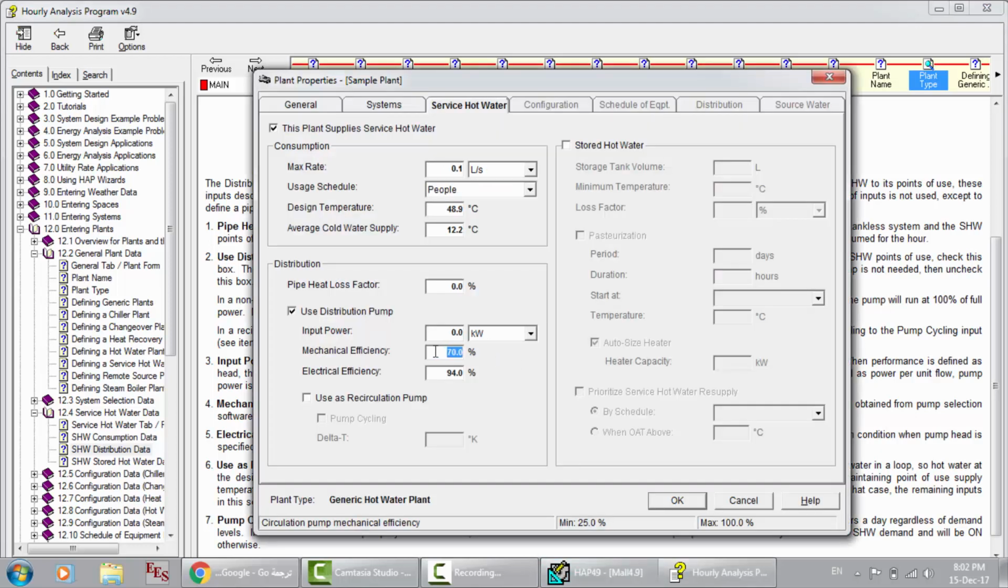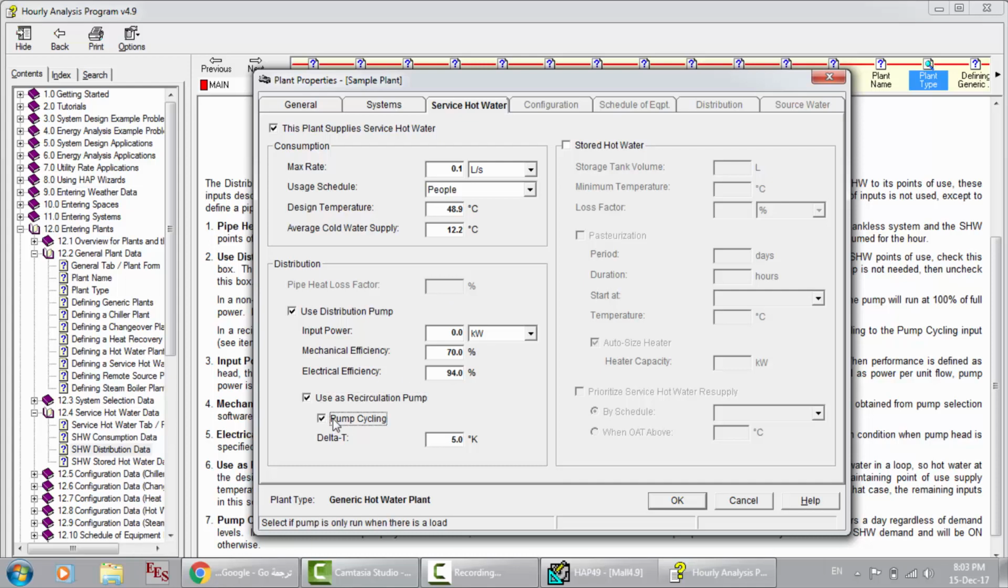Also, you have to determine the mechanical efficiency and the electrical efficiency. If we have this pump as a recirculation pump, where we want hot water all the time, like at hotels or hospitals, you can check this box, use as recirculation pump, and here you will not be able to determine the pipe heat loss. It will be calculated automatically by the program.